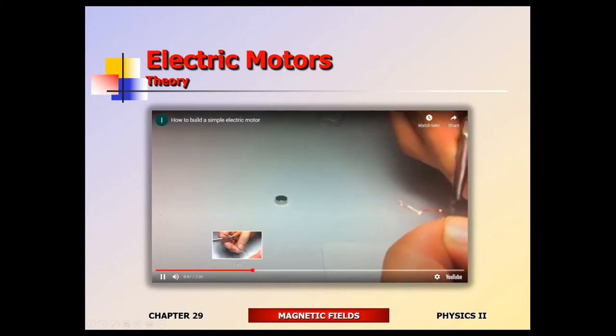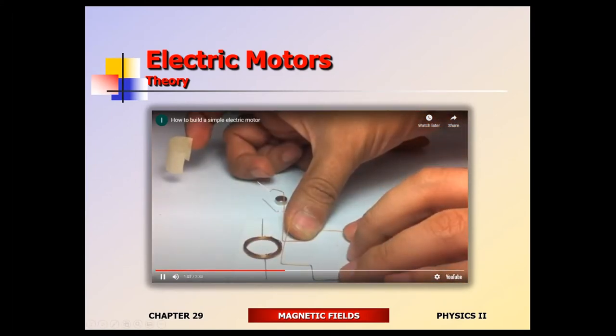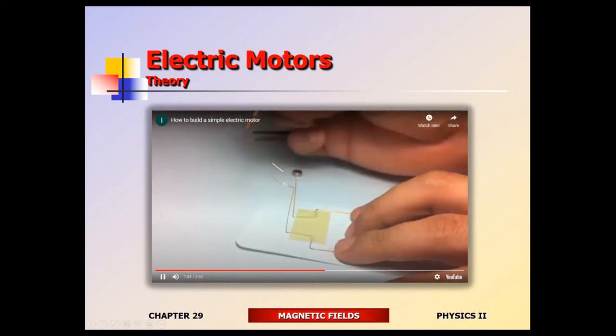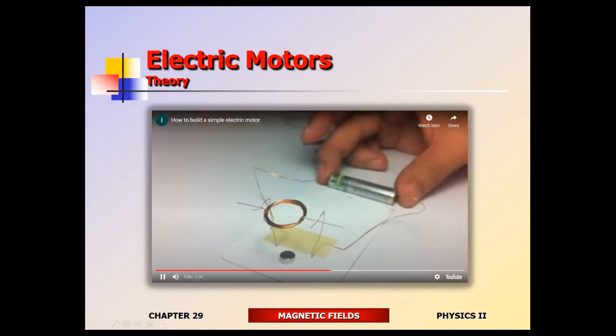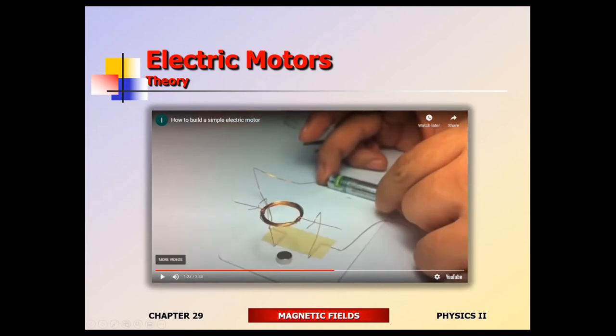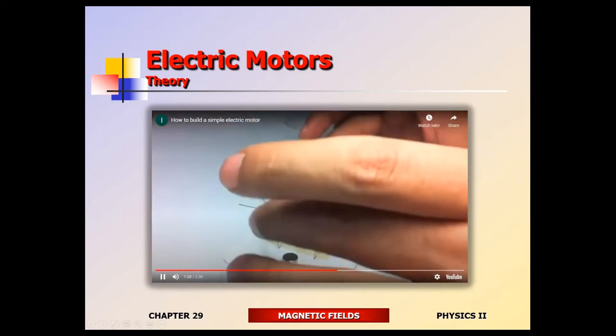Okay, so the electric motor means that you're turning electrical energy into mechanical energy. You get this coil, and you get this coil to spin by running a current through it inside a constant magnetic field. Okay, let me just get rid of this. So the question is, how does the magic happen?